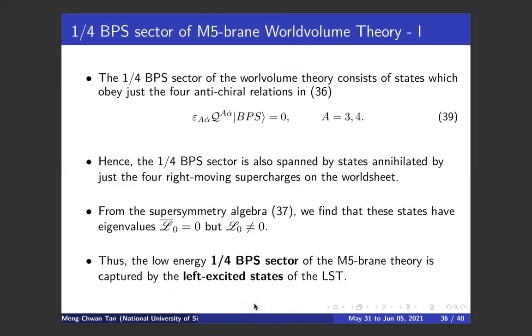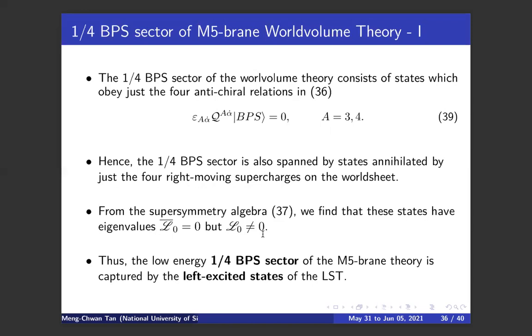So same thing we can do for quarter BPS. The quarter BPS sector, instead of being annihilated by the two conditions, is only annihilated by one of the conditions. So this is the condition for quarter BPS. You can see that there are four supercharges that annihilate the BPS states. Hence the quarter BPS sector is also spanned by states annihilated by just the four right moving supercharges on the worksheet of the M string or the little string.